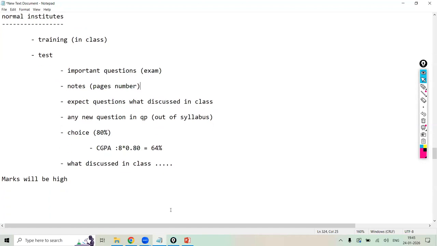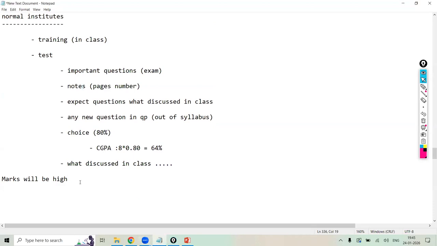Now, what are we going to do with all these things? What was discussed in the class as it is, with important questions plus notes. We don't want the textbook. Perfect notes, with page numbers: what is the starting page and up to where we have to prepare.